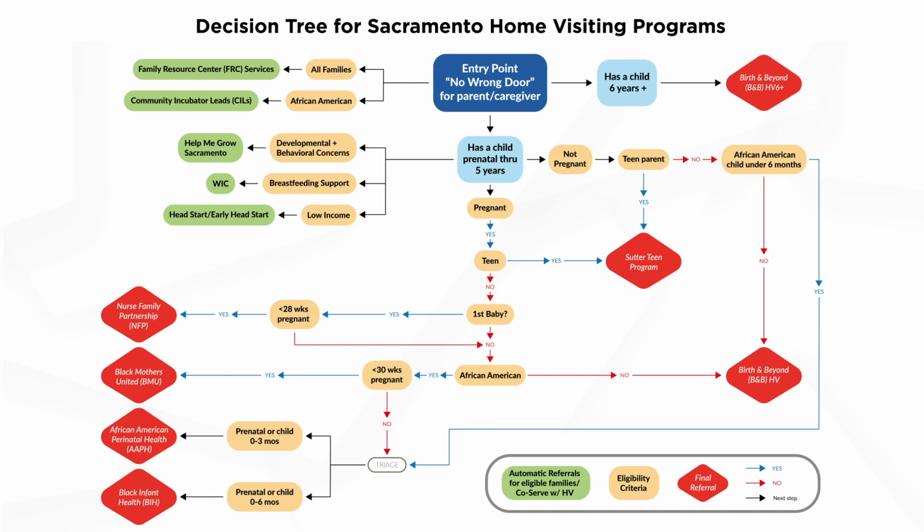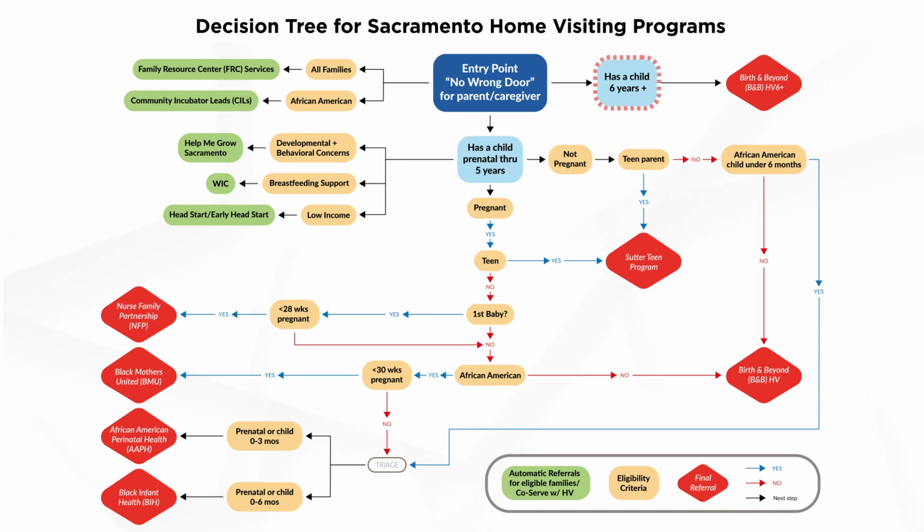the decision-making process together. A parent or caregiver makes contact with an agency. Starting at the entry point, located at the top, we evaluate their situation. We know that every family should be referred to a Family Resource Center or FRC in their neighborhood. And if the family is African American, they should also be informed about a Community Incubator Lead or CIL near them. The next question we should consider is the age of the child.